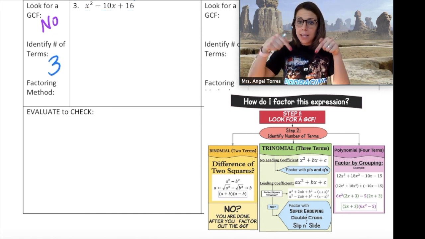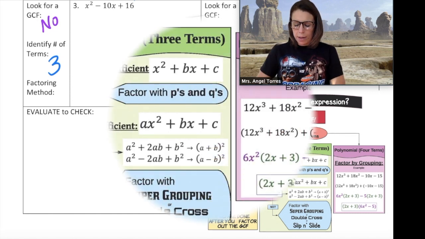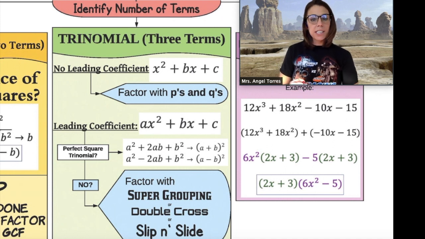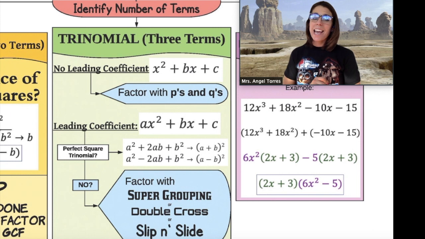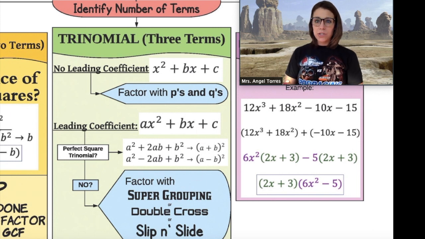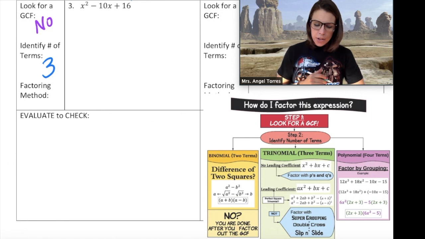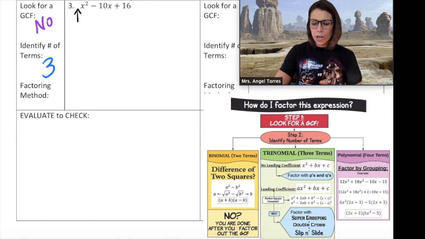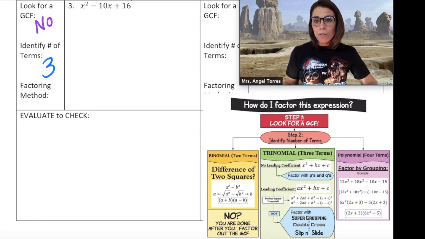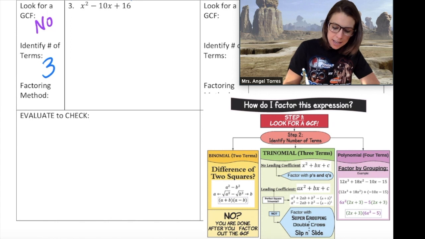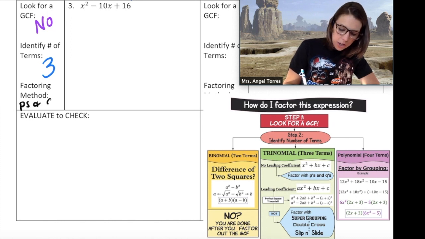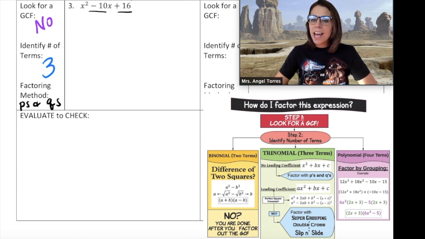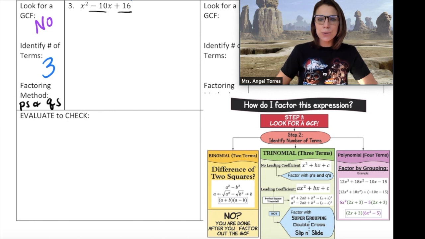So now I'm looking at the green box in my diagram. If the expression is a trinomial, it all has to do with the leading coefficient. If there isn't one, we can use P's and Q's. And if there is one, then we have to do one of these two methods. So let's look back there. As I look at this expression, I do not see a number out in front, meaning this does not have a leading coefficient. And trinomials without leading coefficients can only be factored using one method, P's and Q's. Two numbers that have a sum of negative 10 and a product of 15. Go ahead and factor this expression using P's and Q's now.